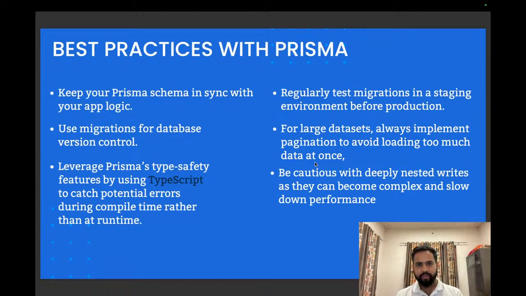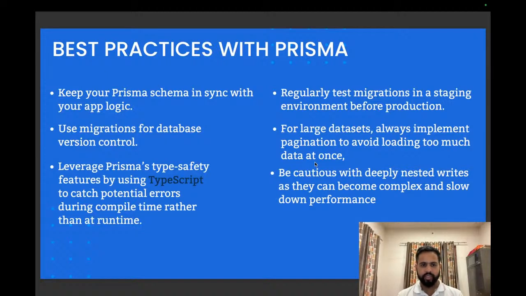Now, these are the best practices. I have already told you about the best practices with Prisma, like why we should use Prisma. So, keep your Prisma schema in sync with your app logic. The best practice is that your Prisma schema should always be in sync with your app logic. Whatever app logic you have defined should be in sync with the Prisma schema. Also, use migrations for database version control. Prisma already provides us Prisma Migrate, so we can use that.